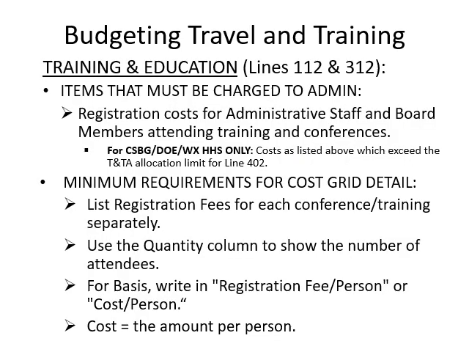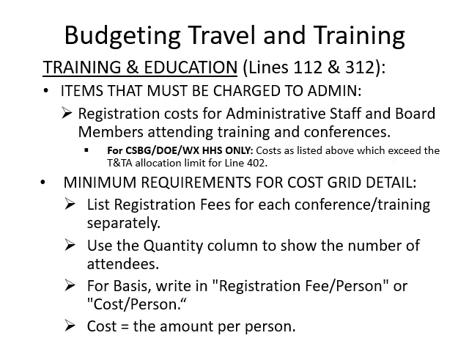So items that must be charged to admin for training and education are the registration cost for administrative staff and board members attending trainings and conferences. Again, for CSBG, DOE, and HHS weatherization, please remember the caveat regarding the fact that you would only charge excess costs here if they can't be absorbed by the allocation you've been given in TNTA on line 402.